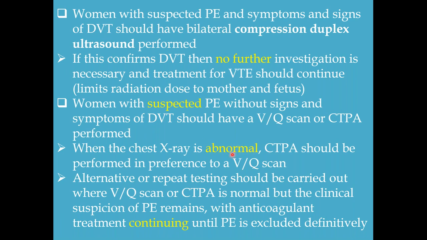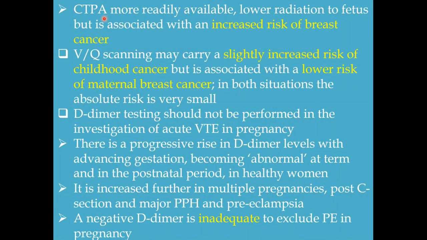So if the chest X-ray is abnormal, we'll do CTPA. Alternative or repeat testing should be carried out where VQ scan or CTPA is normal but the clinical suspicion of PE remains, with anticoagulant treatment continuing until PE is excluded definitively. CTPA is more readily available and lower risk, but associated with increased risk of breast cancer. And VQ scanning may carry a slight risk for childhood cancer, but is associated with lower risk of maternal breast cancer. In both situations, the absolute risk is very small.